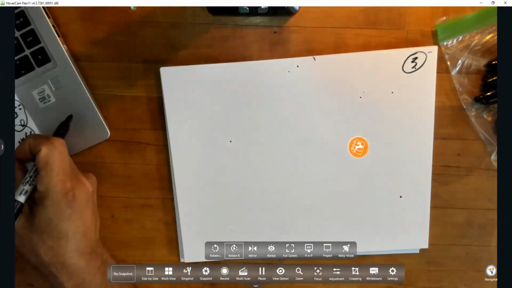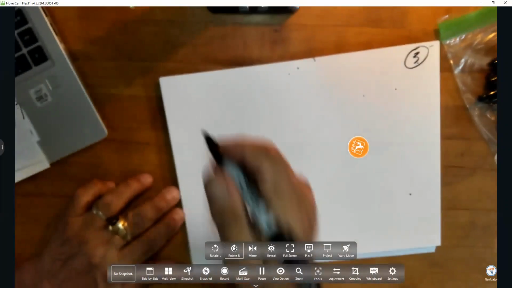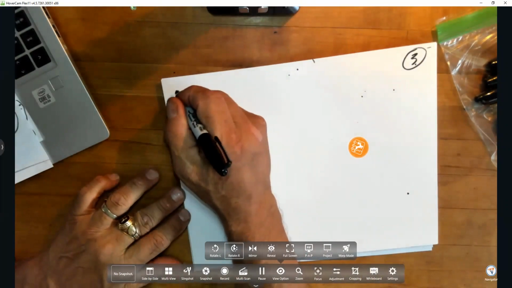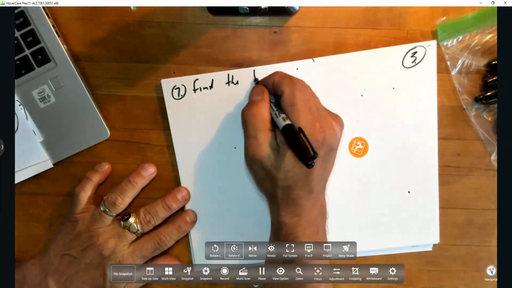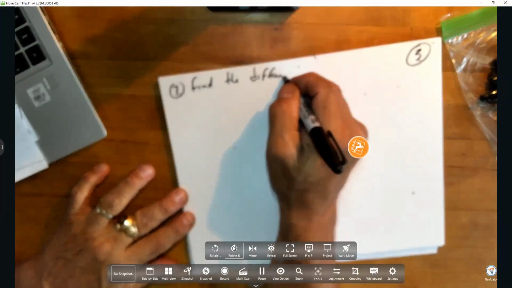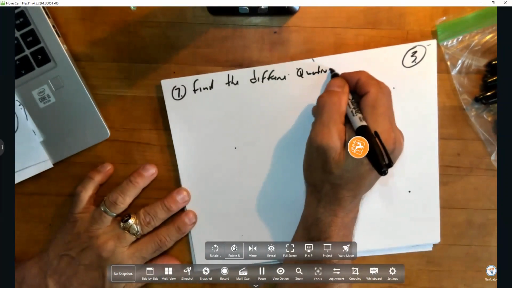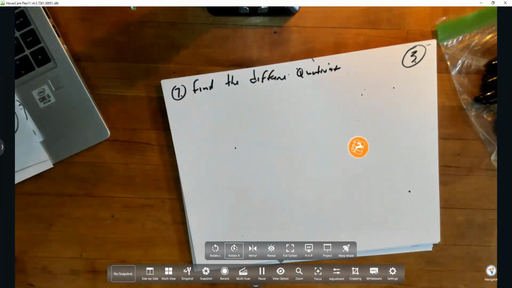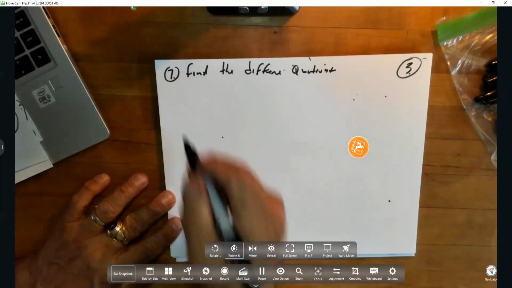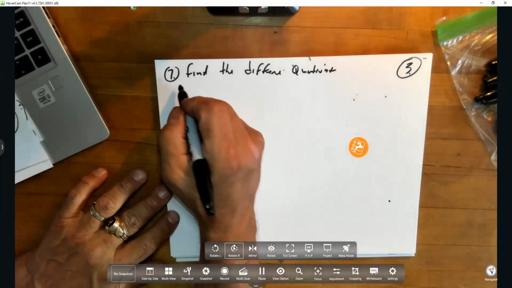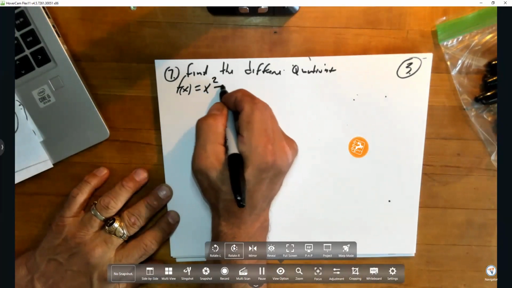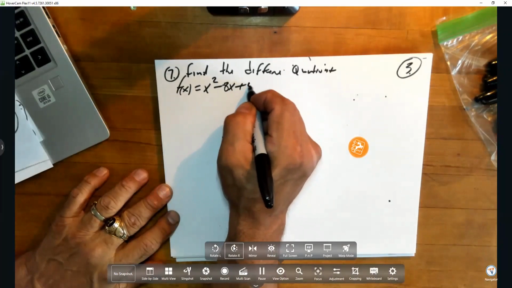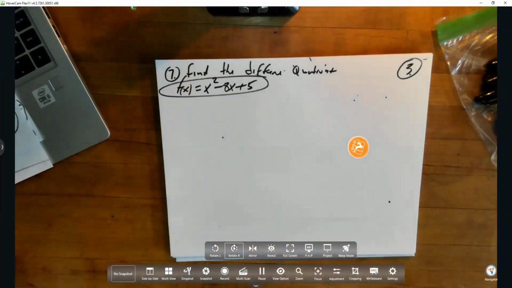Okay. So now we're going to do number 7. It says find the difference quotient. All right, so let's see what that means. It's going to say f of x is equal to x squared minus 8x plus 5. So there's the original part right there. So just find the difference quotient of that thing right there.